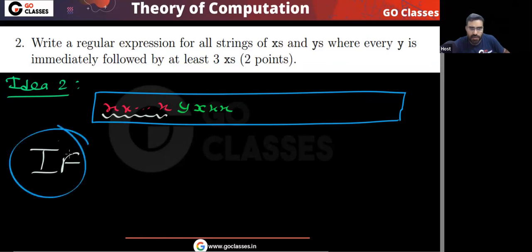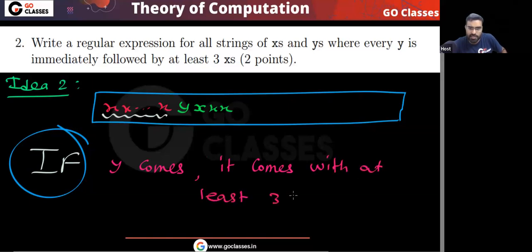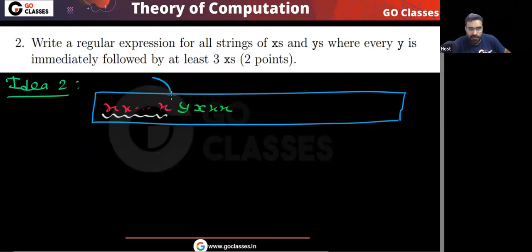If y comes, then immediately it comes with at least triple x. Yes or no? If y comes, it comes with at least 3 x's. Very simple point. If x are coming, no problem. If y is coming, it will come with at least triple x. Now, after that, any number of x can come. Yes or no?